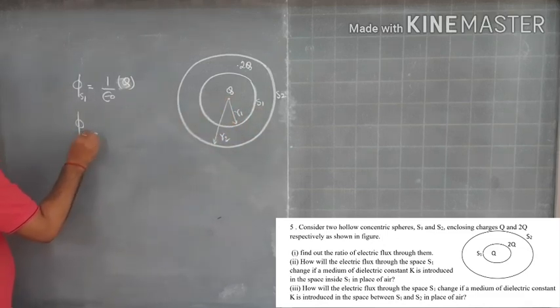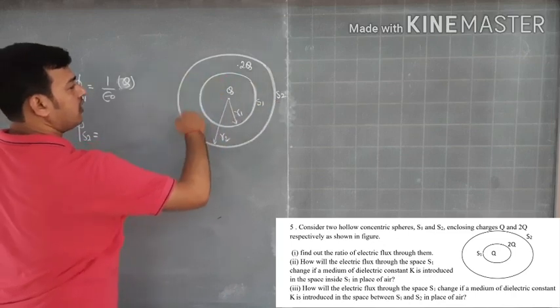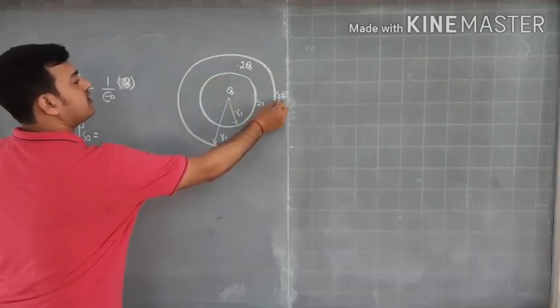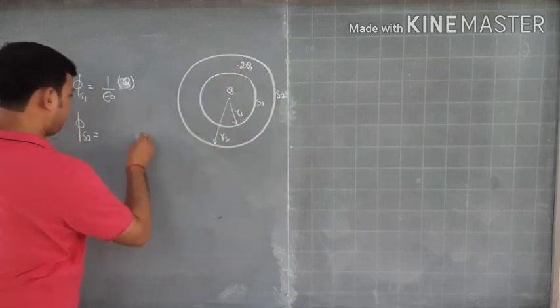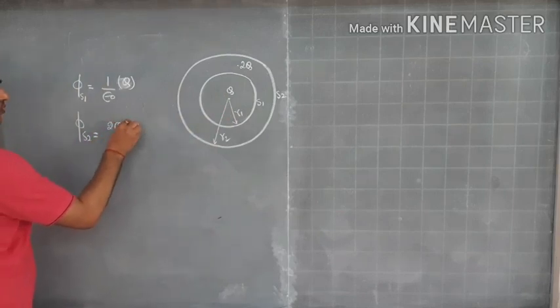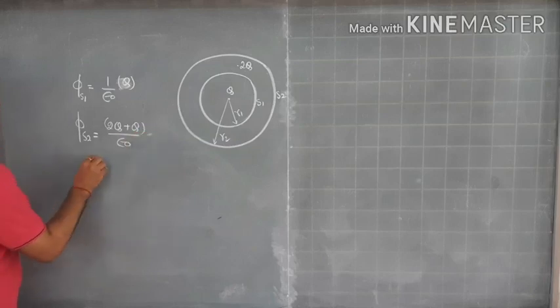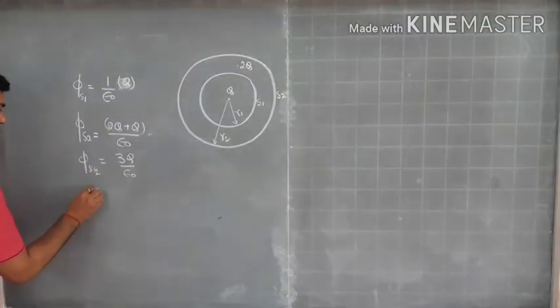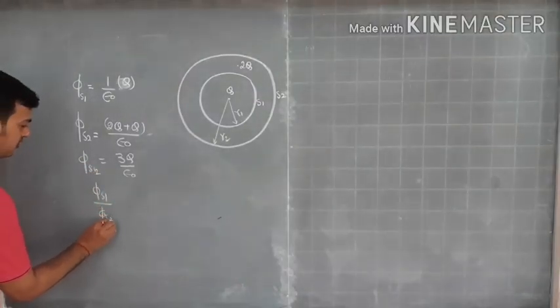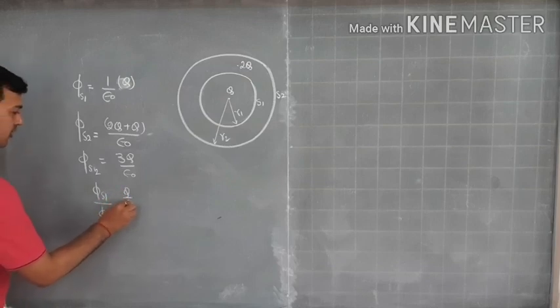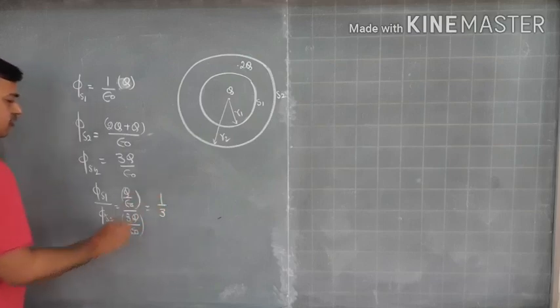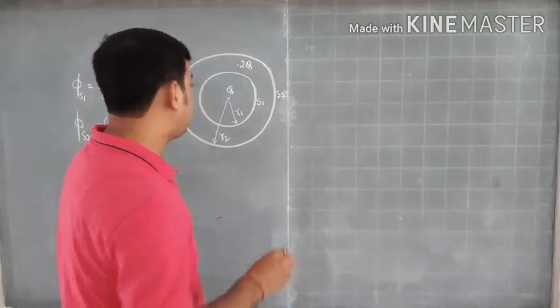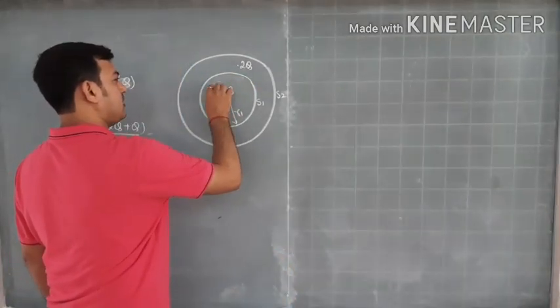Similarly, you can calculate the flux through shell S2, as the charge inside S2 is 2Q as well as this Q also. So the net charge is going to be 2Q plus Q divided by epsilon naught, which gives 3Q by epsilon naught. As the ratio is required, you can write flux through S1 divided by flux through S2. So this is Q by epsilon naught divided by 3Q by epsilon naught, and that gives the result as 1 by 3.